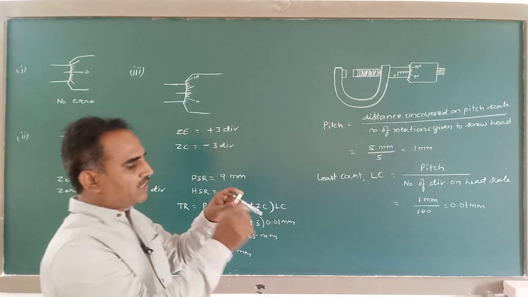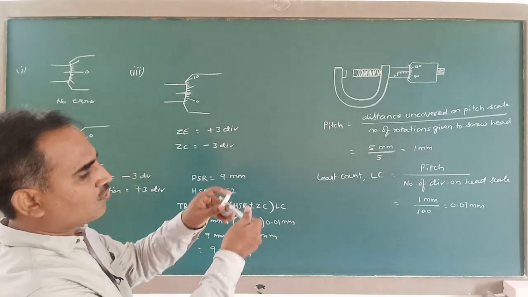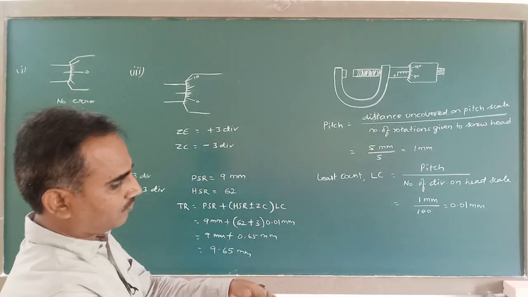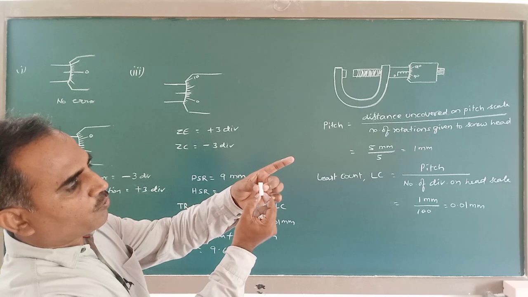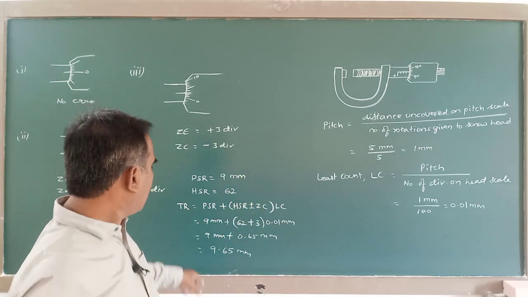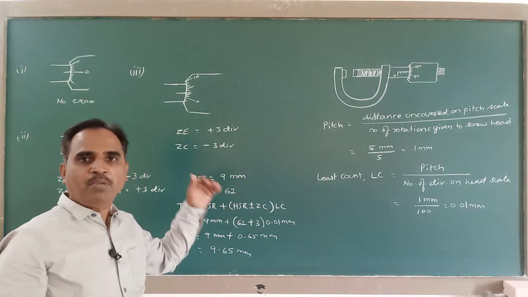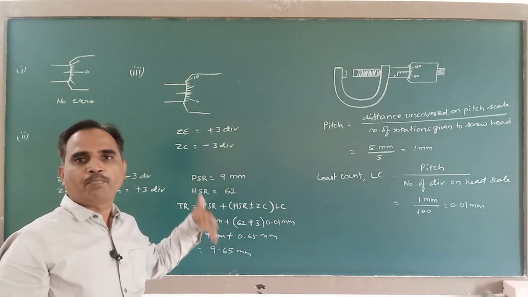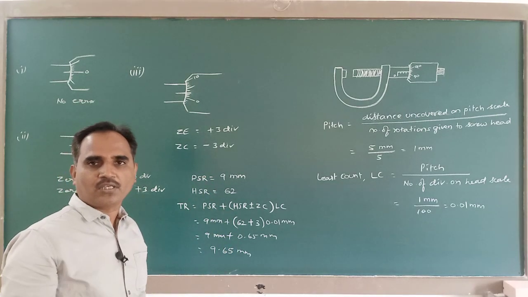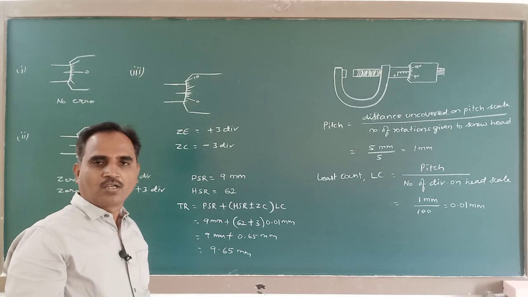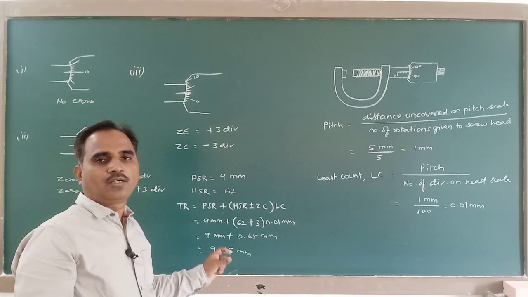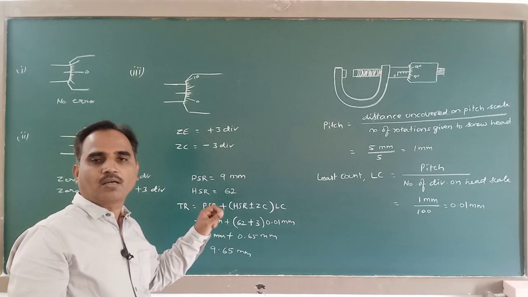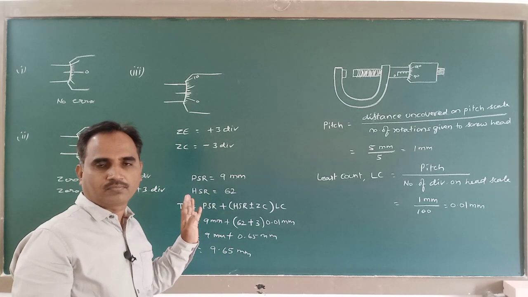Next, I fix this object at different positions. So first I fix it here, here, and then here, and then here. At 3 different positions I find the diameter. I get 3 readings. The mean of the 3 readings will give you the mean diameter of this object using screw gauge. So in this way, you have to find the length by using a screw gauge.